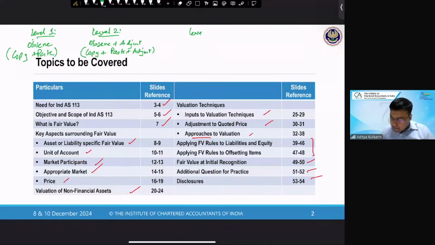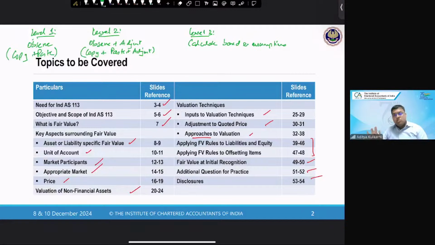Level 3 inputs are calculated. You can neither observe nor observe and adjust. It has to be only calculated. It is calculated based on assumptions. Is it okay? Yes? Yes. So because of this, it will be like this.